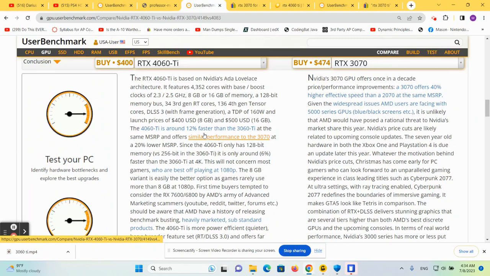Now it's time for another GPU comparison. So let's see which is the better deal between the RTX 4060 Ti and the RTX 3070.